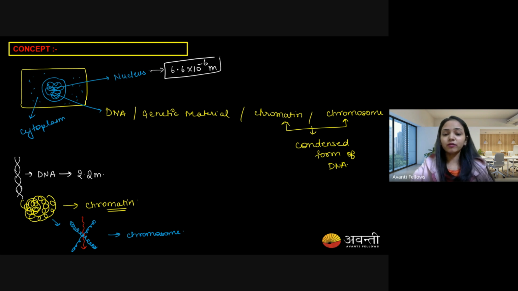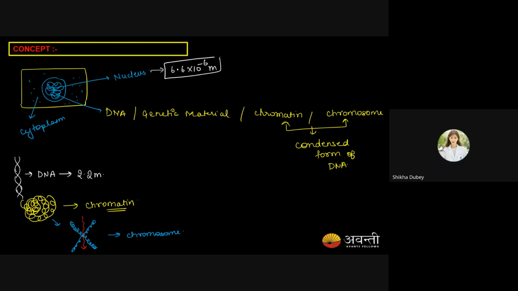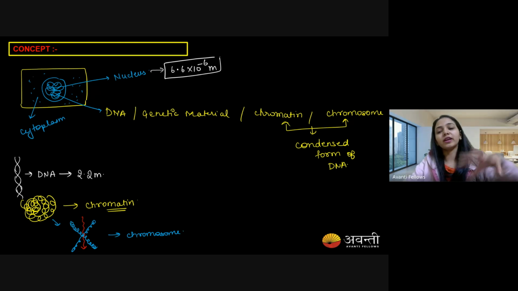What is the need of chromosome here? We will convert chromatin into chromosome at the time of division. At the time of division, we will convert chromatin into chromosome.